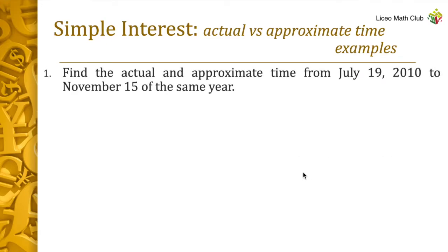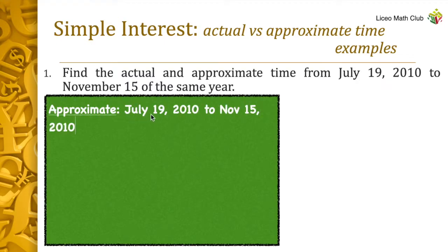Again, we're going to find approximate and actual. I tried to make this a bit opposite. We're going to start with the approximate, because it's much easier, and then we're going to compare it with the actual. So for the approximate, we are asked to find how many days are there from July 19, 2010 to November 15, 2010. So we're going to count.